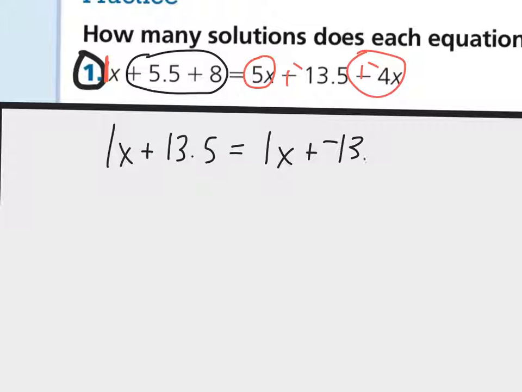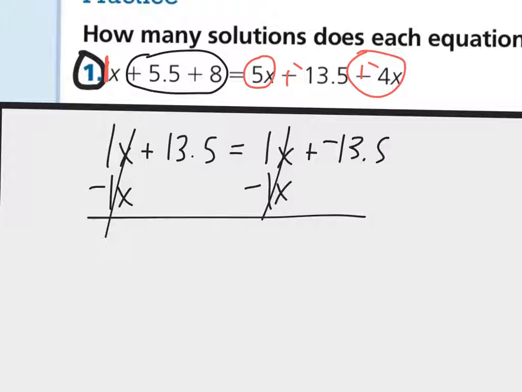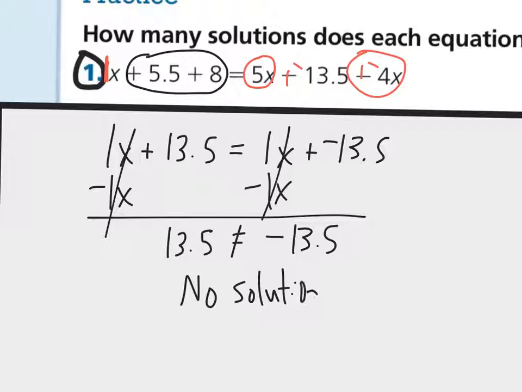You don't have to. And we want to get our variable on one side, so we subtract 1x, and what happens is it's going to cancel on both sides. So we got 13.5 equals negative 13.5. Those are not equal, and so we have no solution. There's no number we can put in place of x to make this equation work.